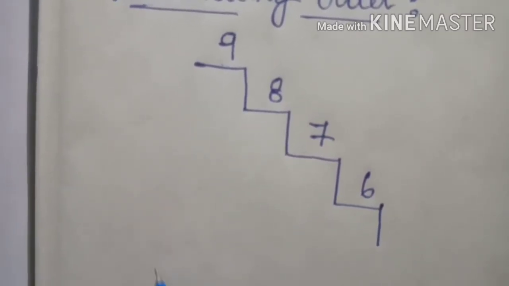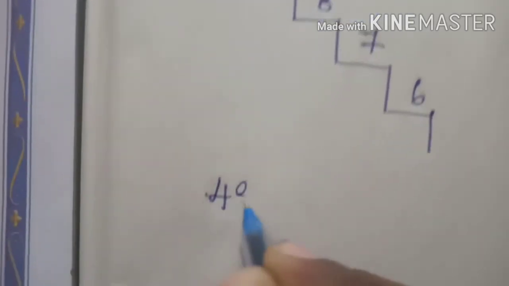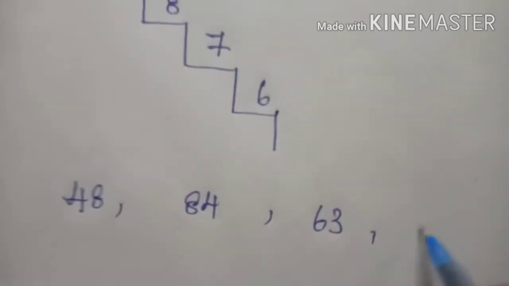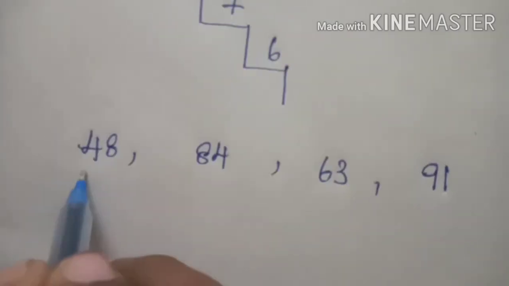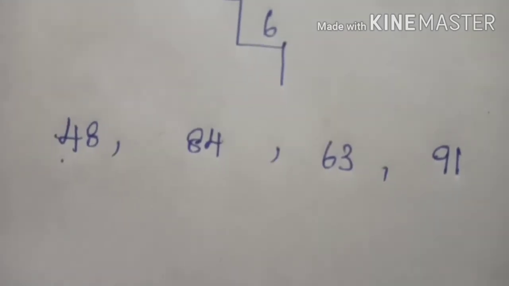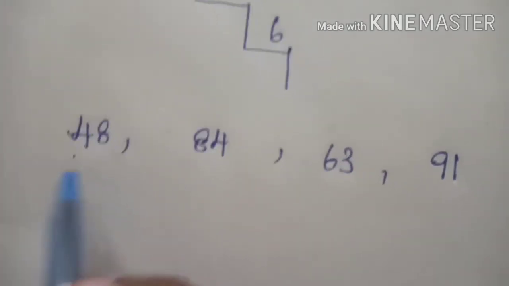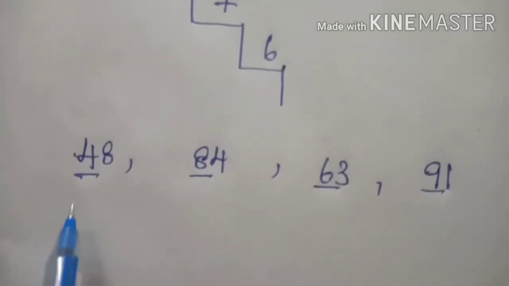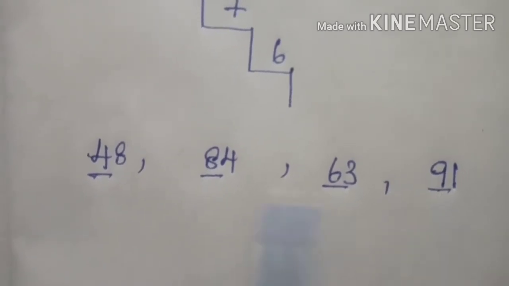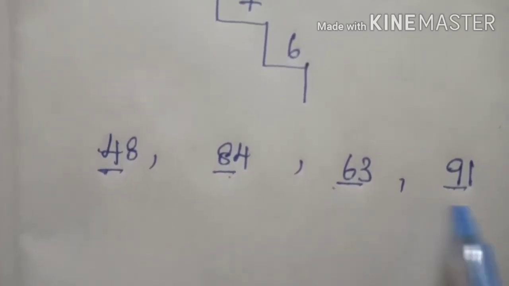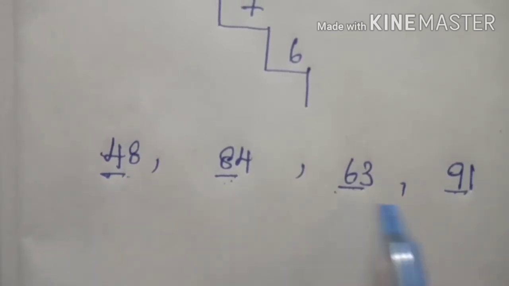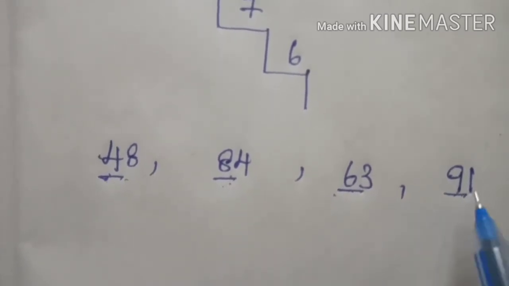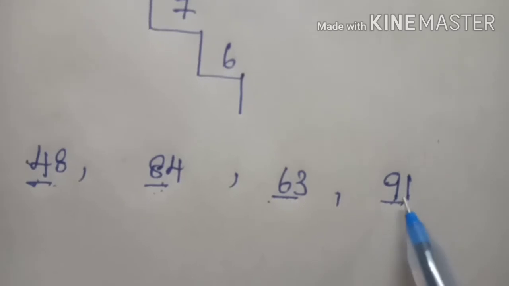Okay children, here I am giving you some numbers: 48, 84, 63 and 91. Previously we have learnt about ascending order. How do we compare the numbers? By underlining the first number, the tens place value. So now check the tens place: 4, 8, 6 and 9. Which is the greatest number here, children? 4, 8, 6, 9. Yes, here 9 is the greatest number.